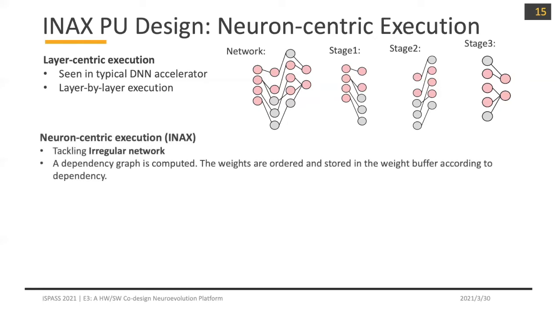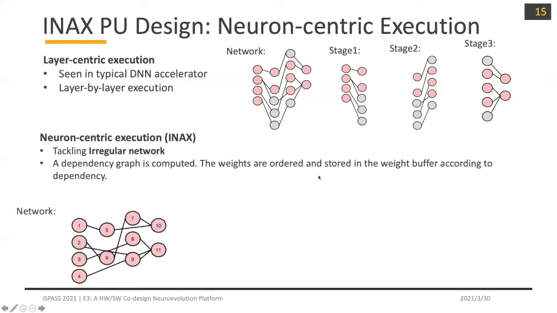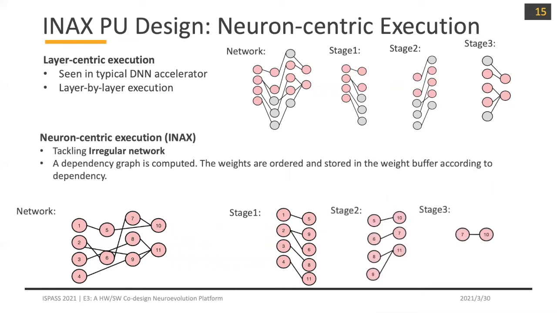And our case is neuron-centric execution. It's specialized for irregular networks. To do this, a dependency graph is computed. The weights are ordered and stored in the weight buffer according to the dependency. So you have a neural network like this, and at each stage, you will just put the ones that have no dependency, like these nodes 1, 2, 3, 4, and then the stages go on.